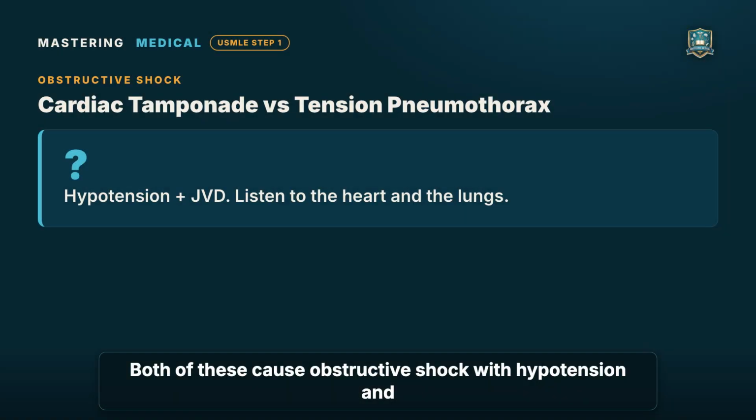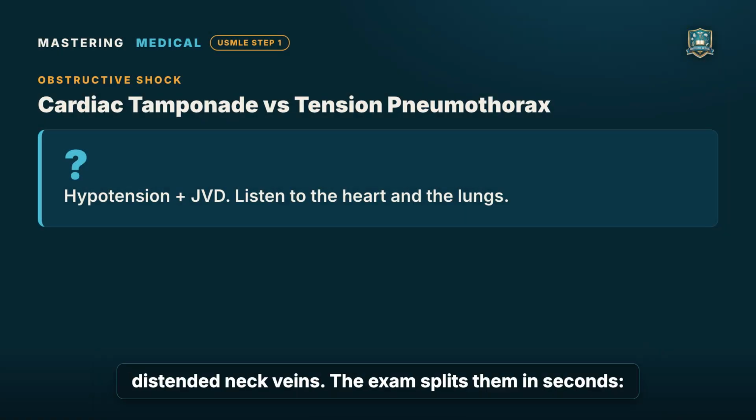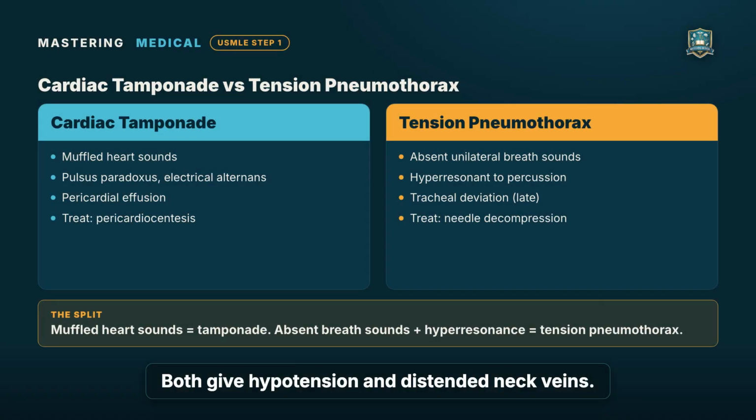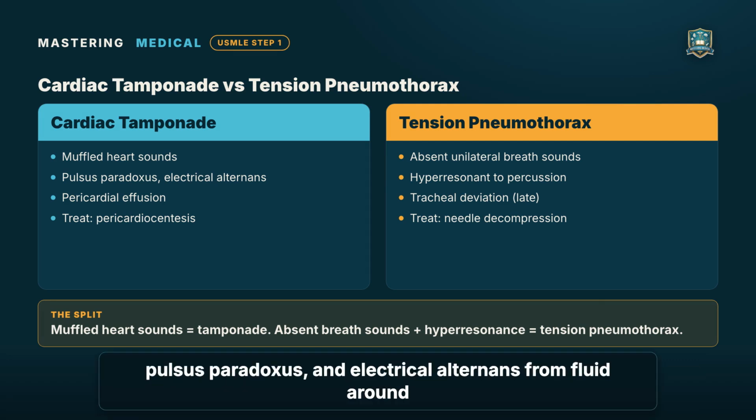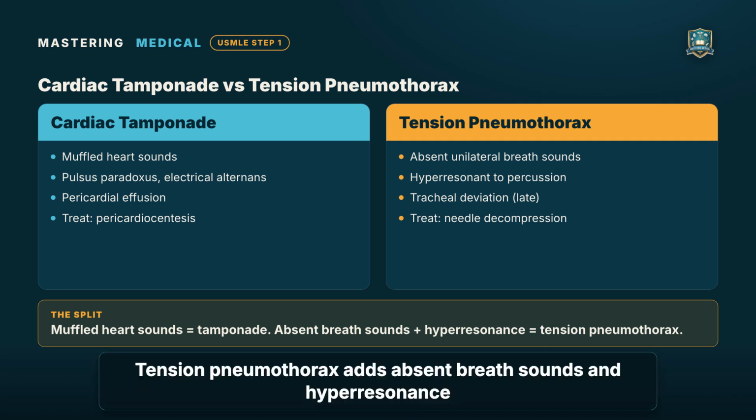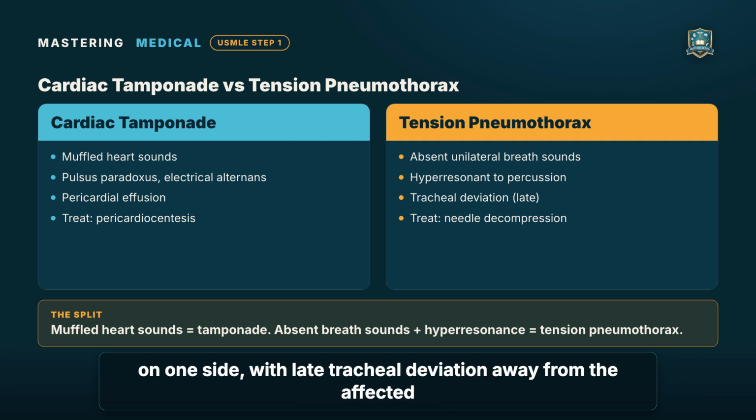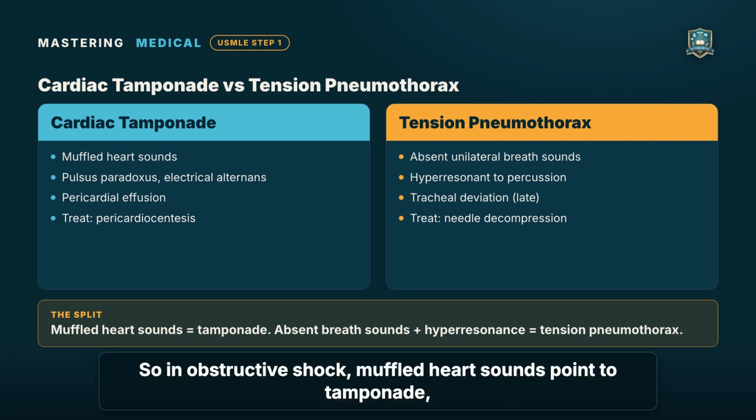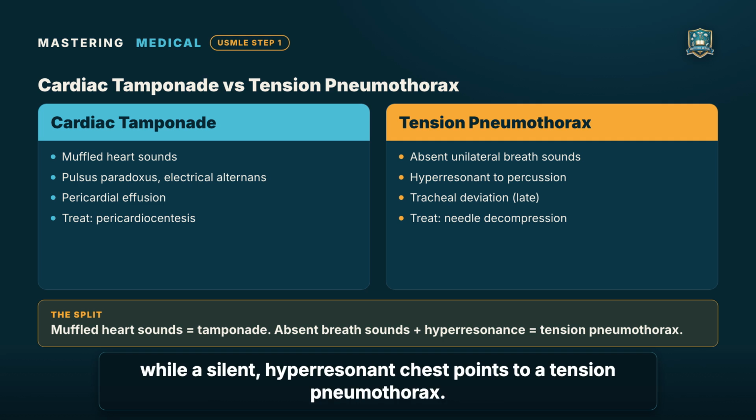Both of these cause obstructive shock with hypotension and distended neck veins. The exam splits them in seconds: listen to the heart, then the lungs. Both give hypotension and distended neck veins. Cardiac tamponade adds muffled heart sounds, pulsus paradoxus, and electrical alternans from fluid around the heart, and you treat it with pericardiocentesis. Tension pneumothorax adds absent breath sounds and hyperresonance on one side, with late tracheal deviation away from the affected lung, and you treat it with immediate needle decompression. So, in obstructive shock, muffled heart sounds point to tamponade, while a silent, hyperresonant chest points to a tension pneumothorax.